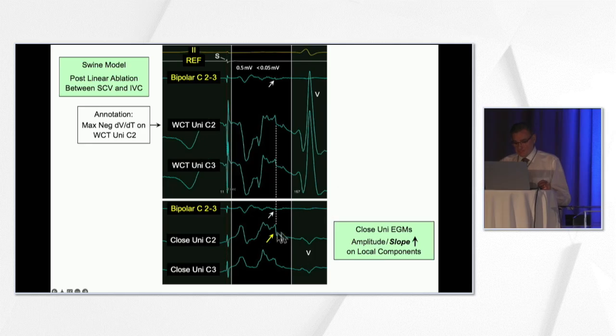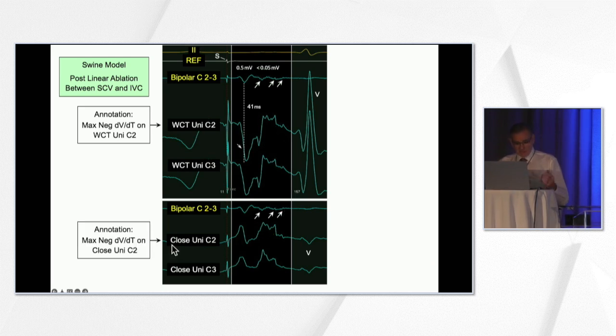So here was the steepest slope. Here's the steepest slope, and when you look at this here, compare it to this one. It's actually larger, but that's not the key. The key is that the slope is steeper. And remember, the system annotated C2, and when you look at the most negative derivative of that, it's located right here. And so instead of the timing being 41 milliseconds after the reference, it's 118 milliseconds after the reference.